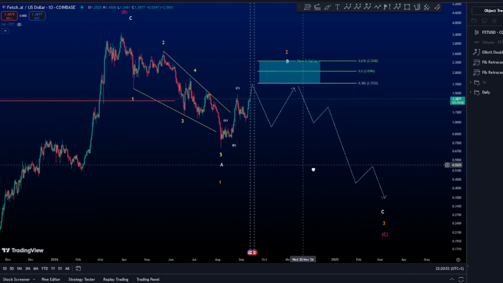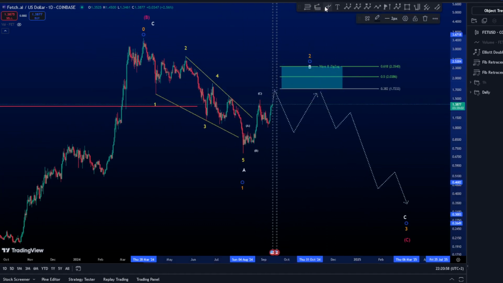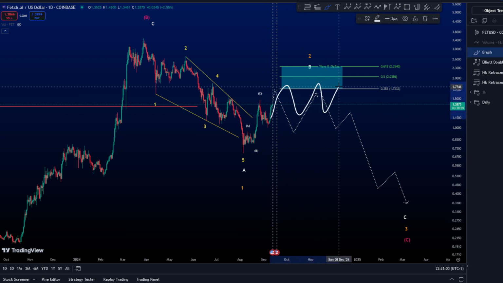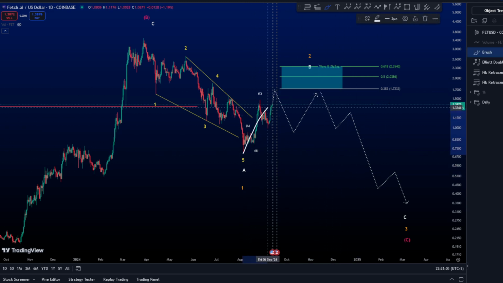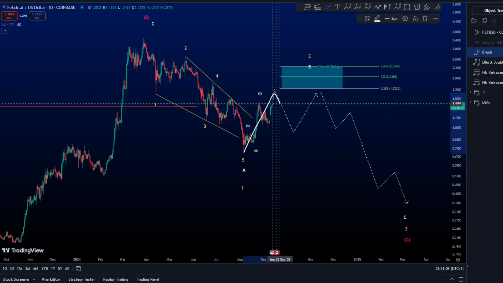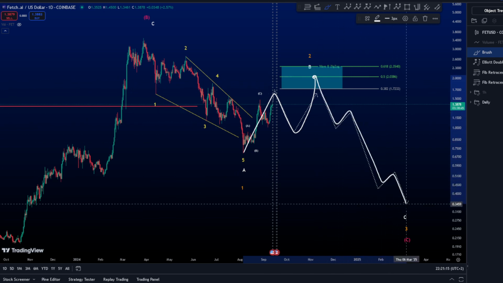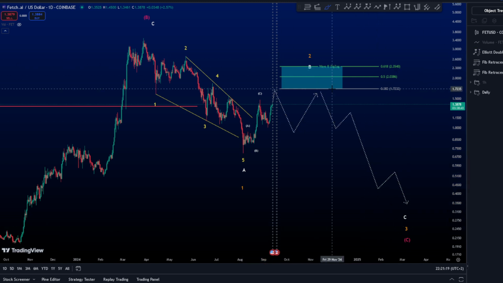Now, this scenario, of course, is the highest scenario, where we might range a little bit more in this area, and then move down later on until we finish this wave B or wave 2 in 3 waves, 1, 2, and 3, hitting the perfect time and the perfect targets, and then move down impulsively for a wave 3 or a wave C.